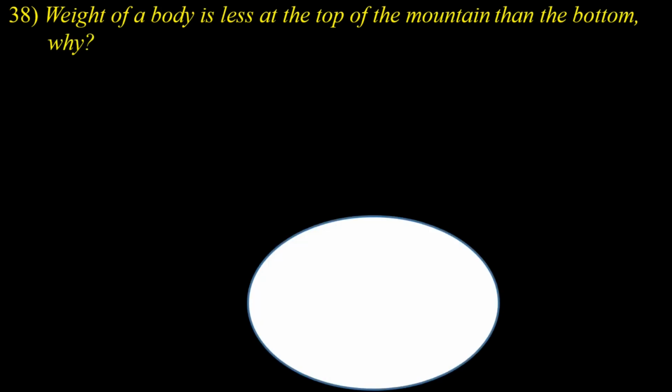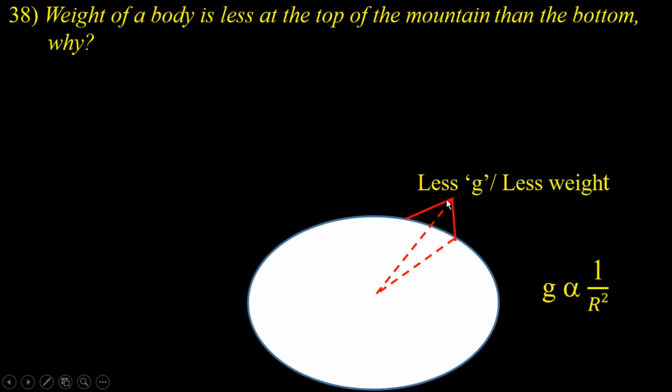Let's say this is Earth and this is a mountain on the surface of the Earth, and we know that the radius of the Earth is more at the top of the mountain than at the bottom, and g is inversely proportional to the square of the radius of the Earth, and the radius is more at the top of the mountain, that's why g is less. And if g is less, we know W equal to mg, mass remains same but g is less. It means the product of g and mass, that is weight, also becomes less at the top of the mountain.